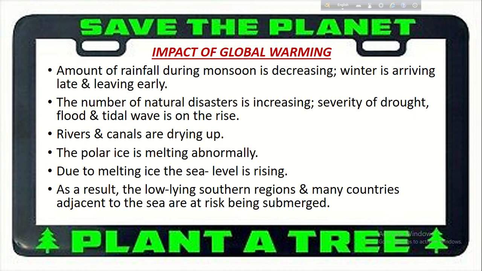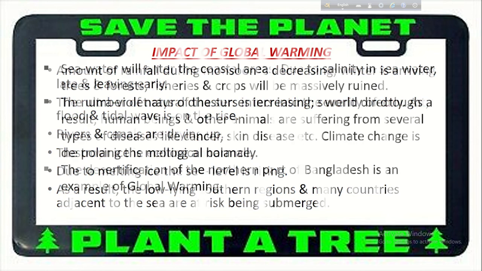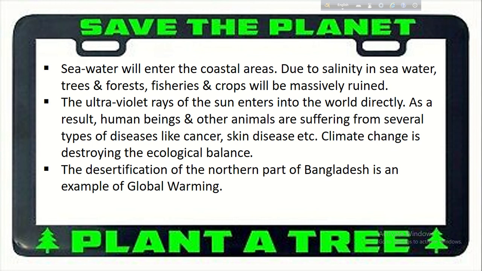Global warming is already damaging the mangrove forest, our Sundarban, which is situated in the southern part of our country. We know that the biodiversity in the Sundarban is already at stake. Seawater will enter the coastal areas. Due to salinity, trees, forests, fisheries and crops will be massively ruined. Then what happened? Lands are losing fertility, and it has affected agricultural production. Besides, many species of trees and sweetwater fish have been lost in the meantime. All these have an adverse impact on people's life and livelihood.